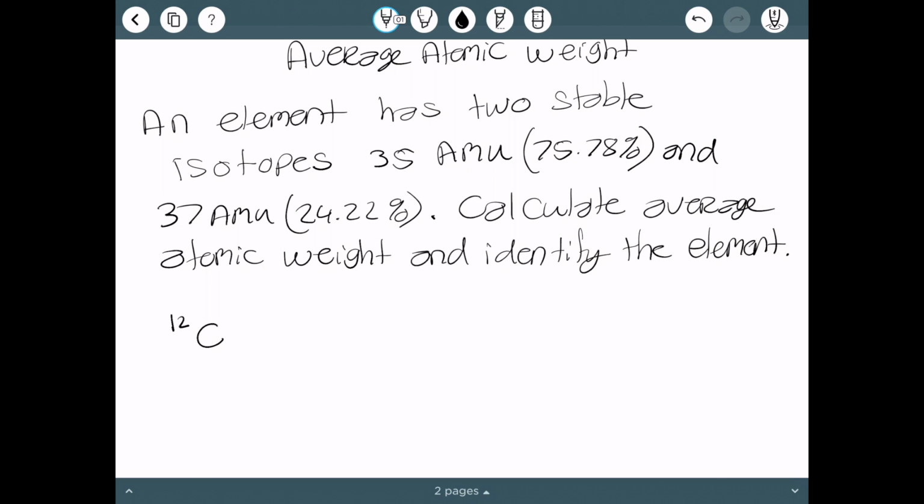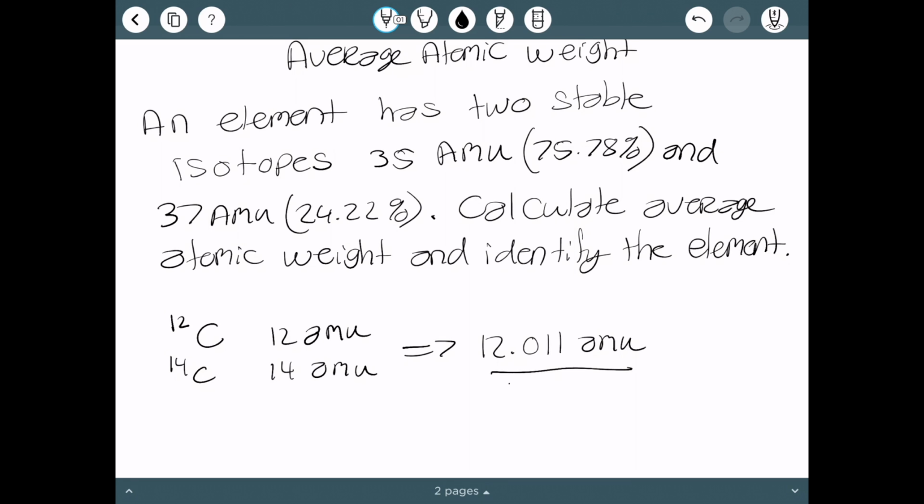Carbon 12 has a weight of 12 AMU, and carbon 14 has 14 AMU. On the periodic table, what is the weight of carbon? 12.011 AMU. Why the discrepancy? The discrepancy comes from this being the weighted average of all of the various carbon isotopes. Okay, a little side note, set this in brackets right here. This is a side note.